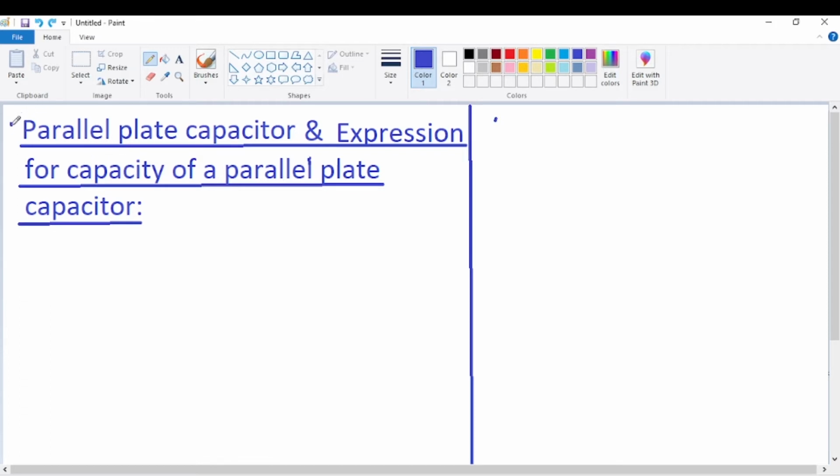Now this is very important from the board examination point of view, carrying about 4 to 5 marks, so roughly around 4 marks mostly. So what is a parallel plate capacitor?